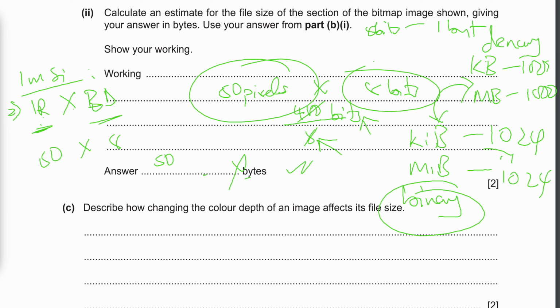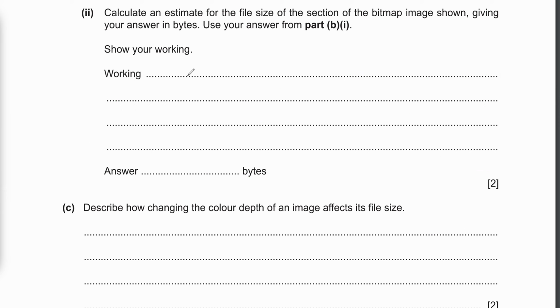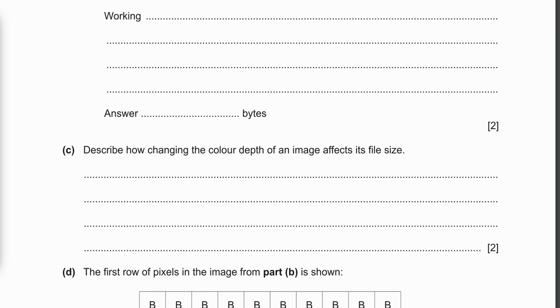So I'll clear the screen again to indicate that I just needed 50 multiplied by 8 here, divided by 8, leaving me with 8 bytes. Then here, describe how changing the color depth of an image affects the size.